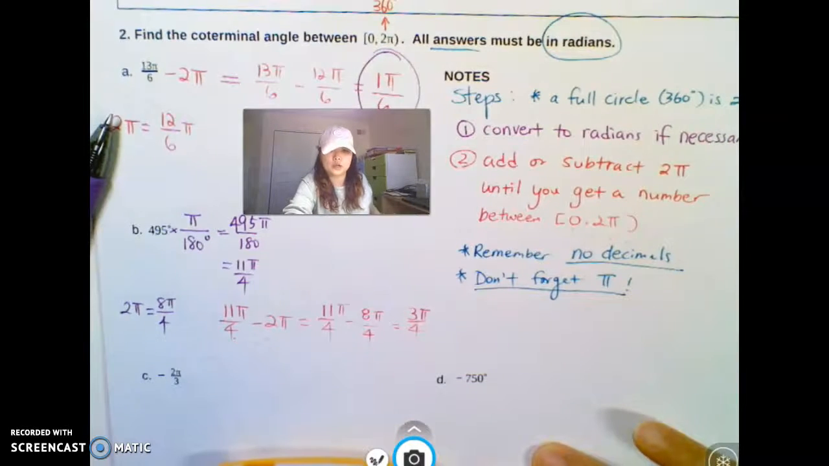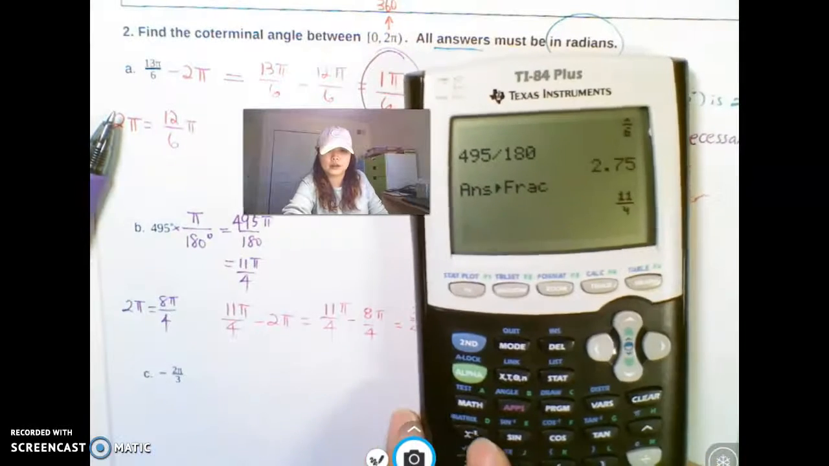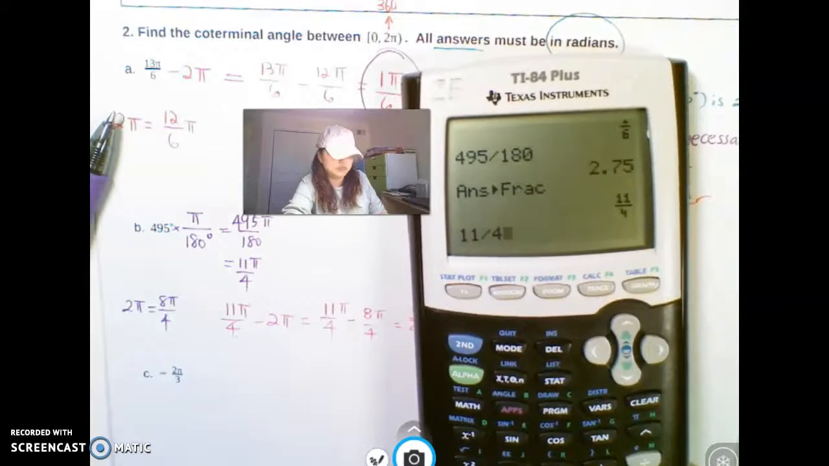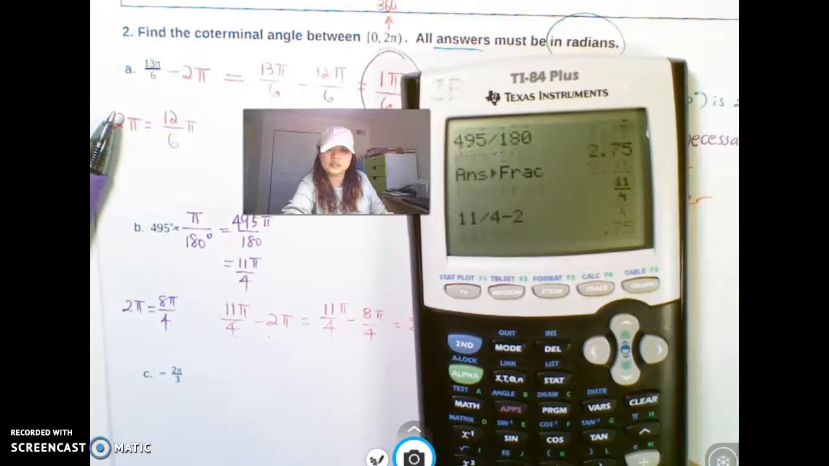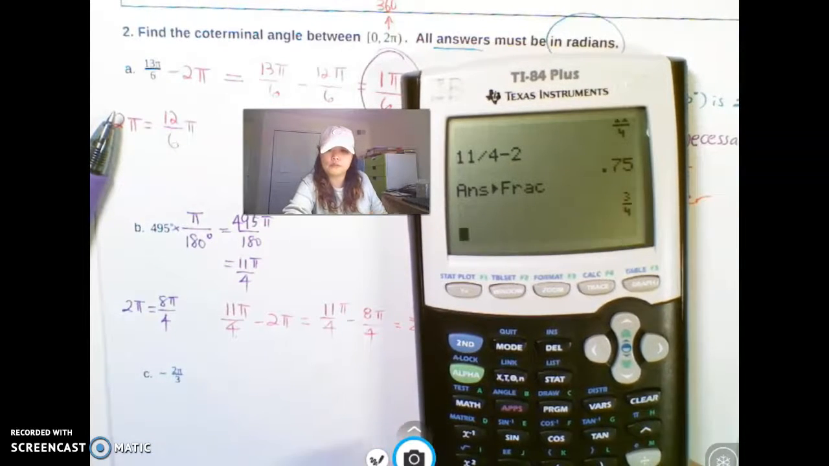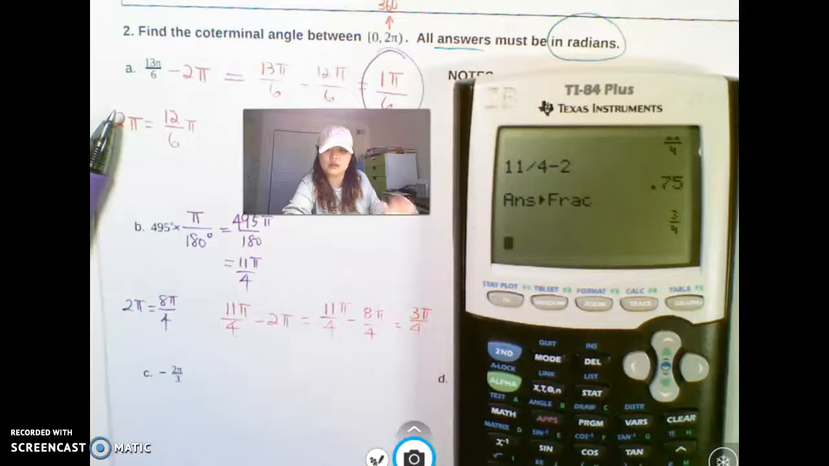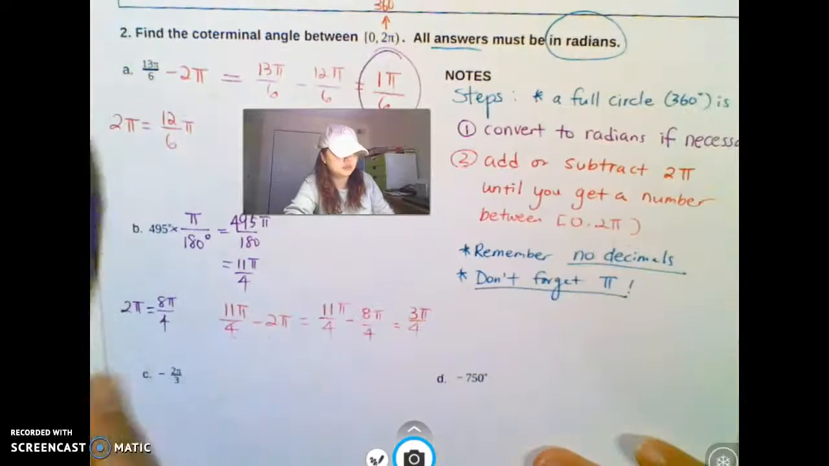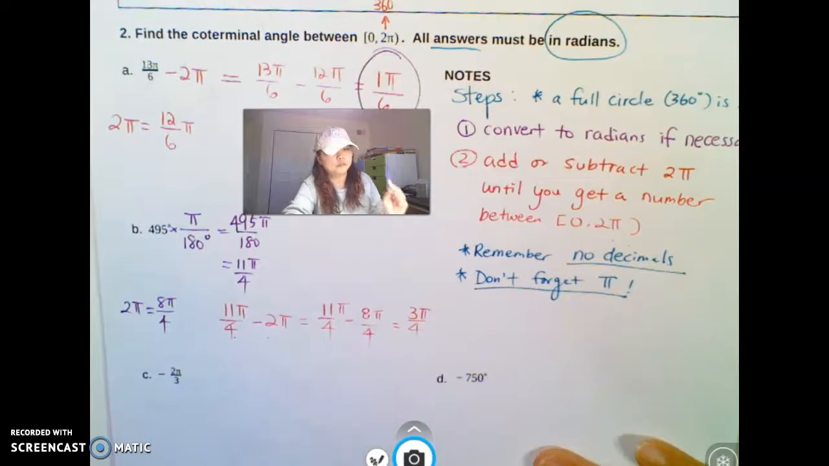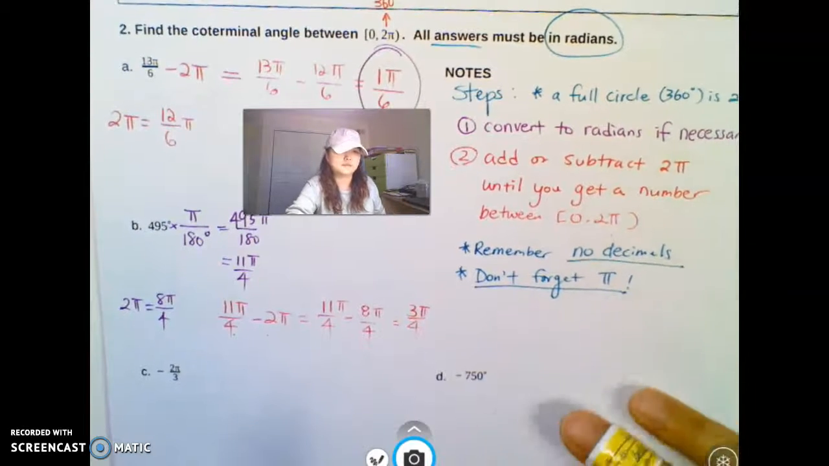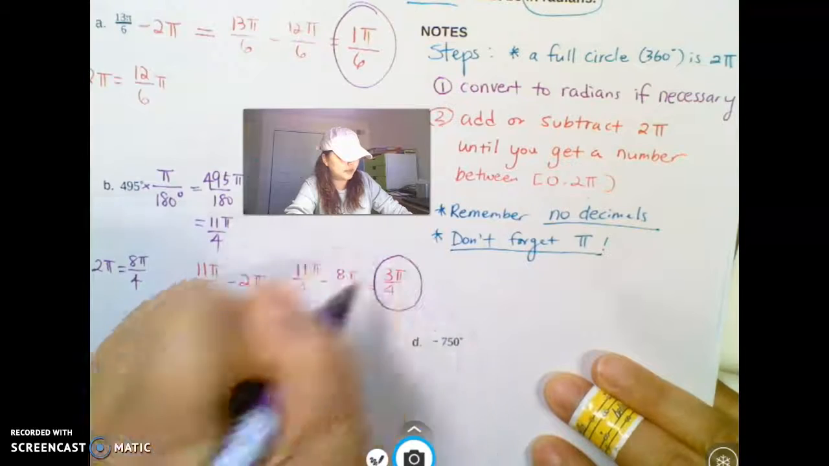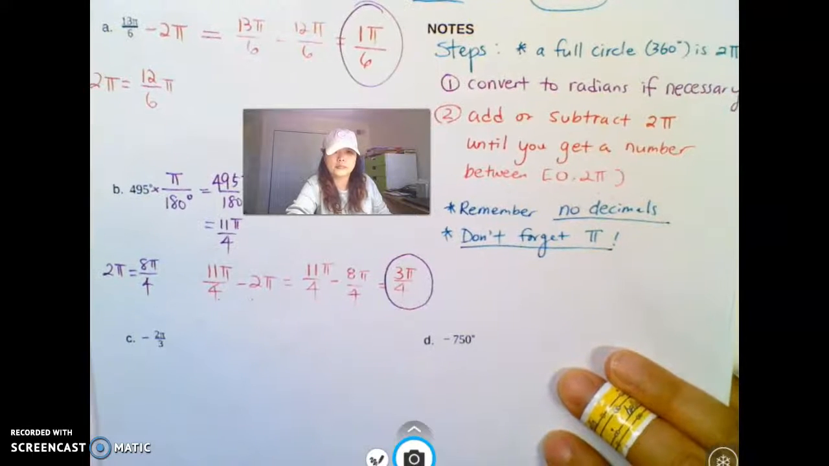Let me show you how to do this in the calculator. You do 11 over 4, subtract 2, press enter, and then math frac, 3 over 4. That's what I got, 3 over 4. Don't forget the pi. Hey, that sounds familiar. I feel like I have said it before, right? And is this between 0 and 2 pi? Yes, it is. So we're done.